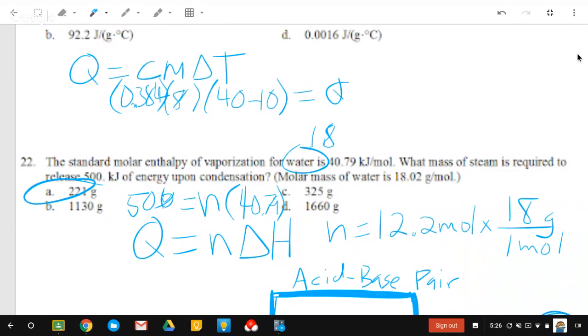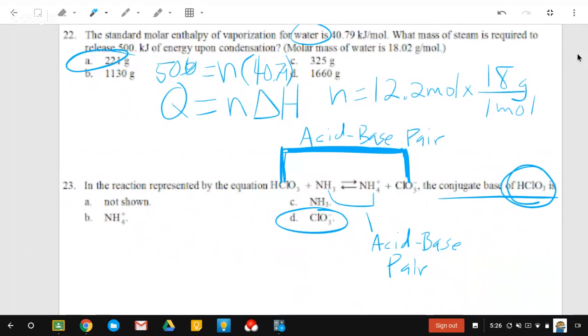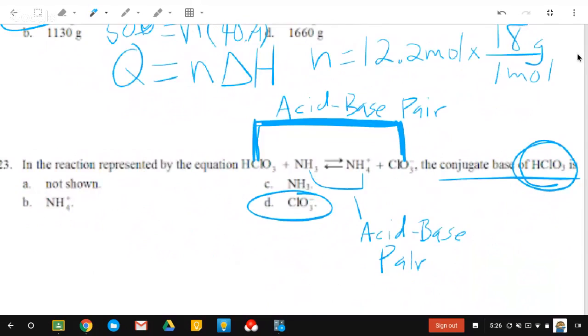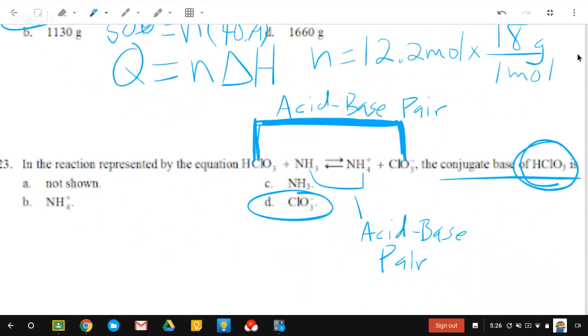All right, once I'm done with 23, I'll go look at what other questions you guys got here. Yeah, conjugate acid bases, pretty straightforward. Just look for the ones that look alike. And in this reaction, you can see that the HClO3 loses a hydrogen. It gives up a hydrogen, so it must be an acid. NH3 gains a hydrogen, so it must be a base. NH4 went from a base, so it must be a conjugate acid. And then ClO3, it lost an acid, so it becomes a conjugate base.